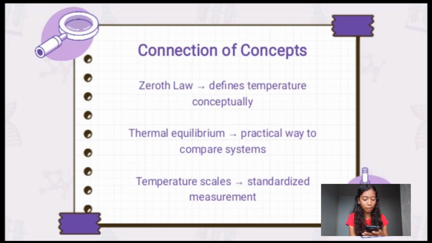Next slide, it's almost done. Connection of concepts. So the zeroth law defines temperature. Thermal equilibrium shows how we can compare systems. Temperature scales help us measure those comparisons in a standard way. Basically, everything connects. It's like the foundation of how we understand heat and temperature.